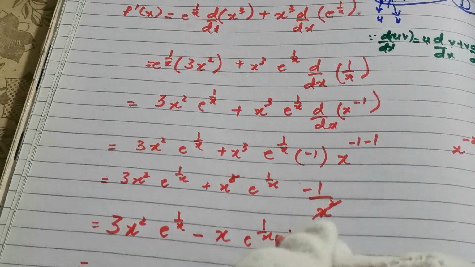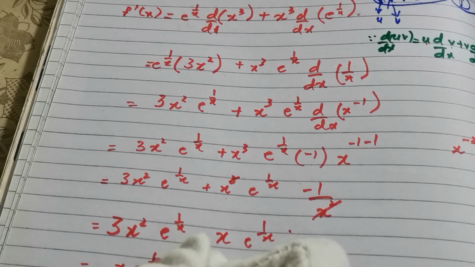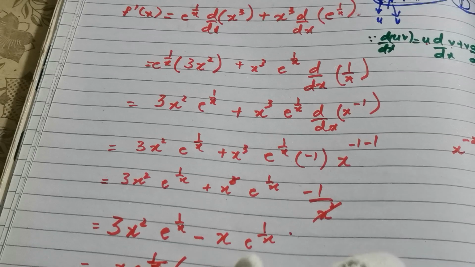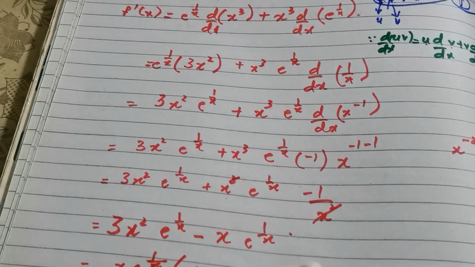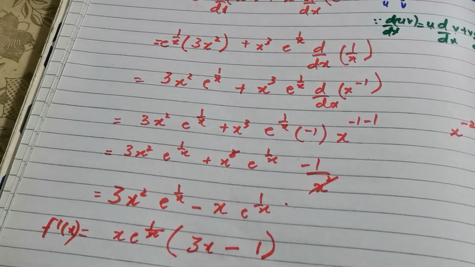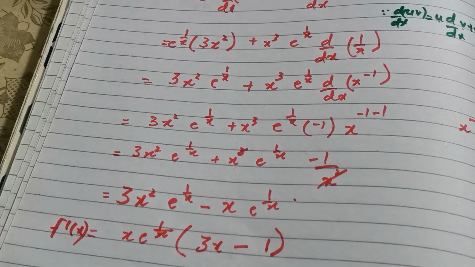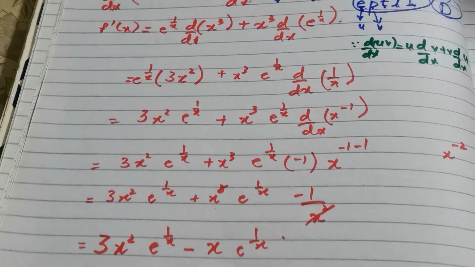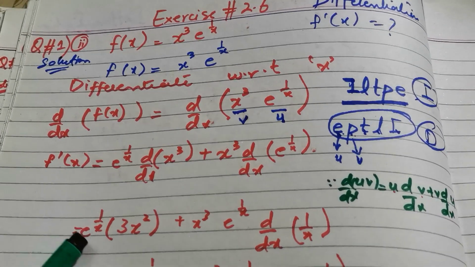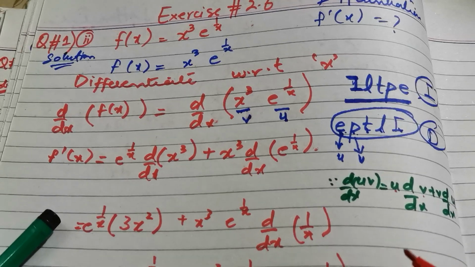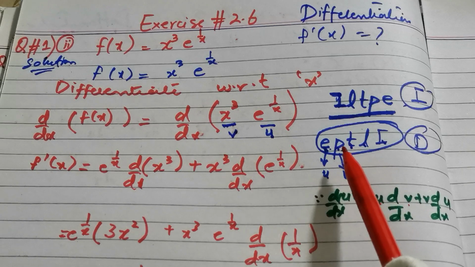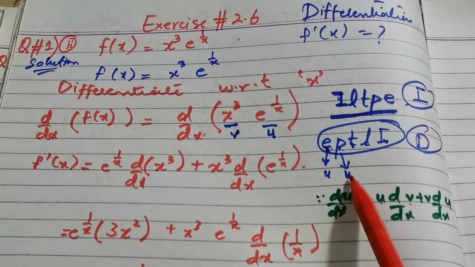So we can see that x and e raised to power 1 by x are common. What is left? 3x is left, minus 1. So f dash of x is equal to x into e raised to power 1 by x into 3x minus 1, which is our required solution. This is a very important question because nobody tells you what we take as u and what we take as v.